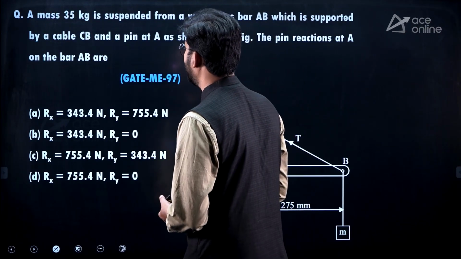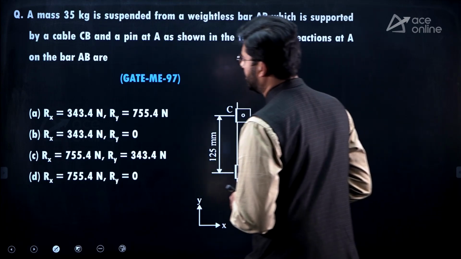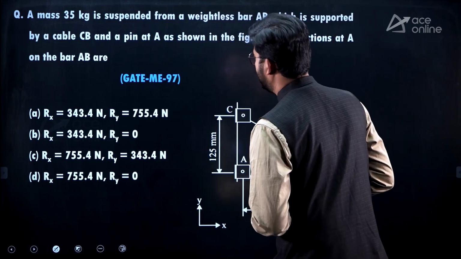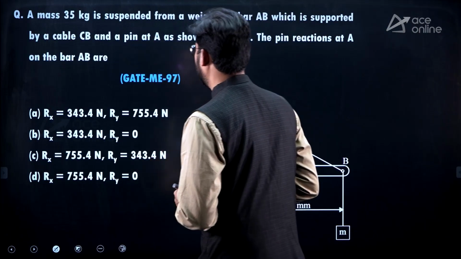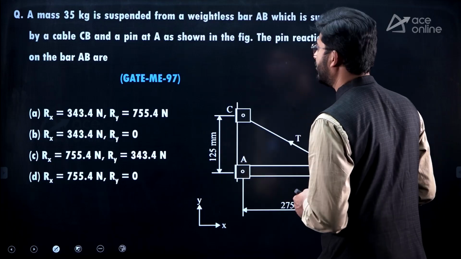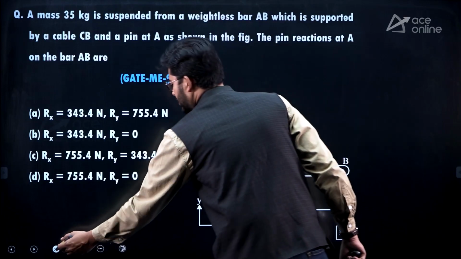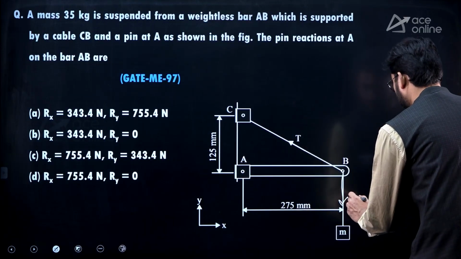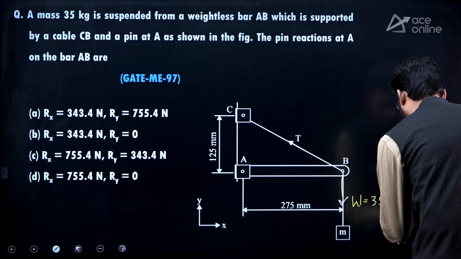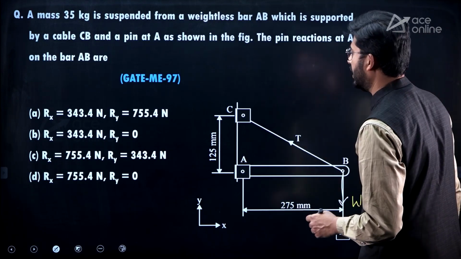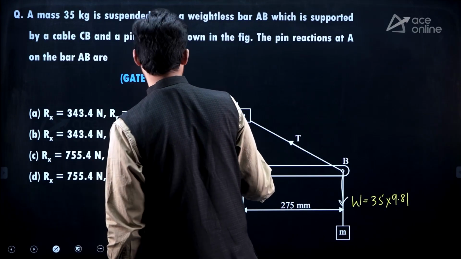Next one: a mass of 35 kgs is suspended from a weightless bar AB, which is supported by a cable CB and a pin at A as shown in the figure. The pin reactions at A on the bar AB are dash. So 35 kgs is being suspended, and the weight is 35 into 9.81. We need to calculate the reactions at the hinge, the pin reactions at the hinge.